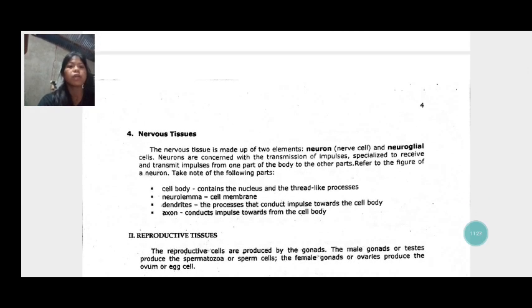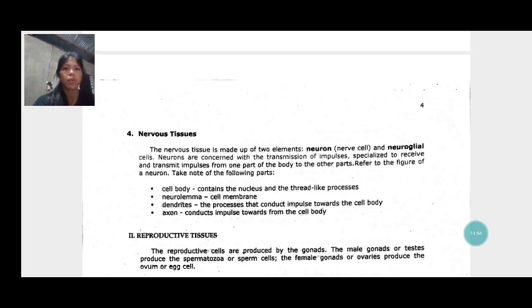The fourth and the last is nervous tissue. The nervous tissue is made up of two elements, the neuron or nerve cell and the neuroglia cells. Neurons are concerned with the transmission of impulses, specialized to receive and transmit impulses from one part of the body to the other parts. Refer to the figure of a neuron.